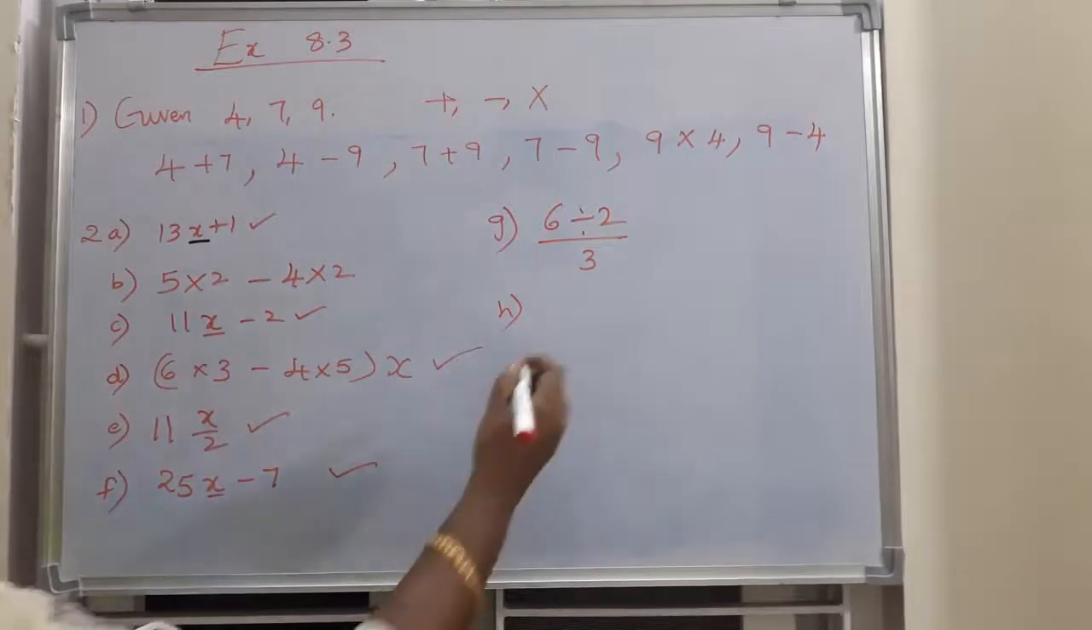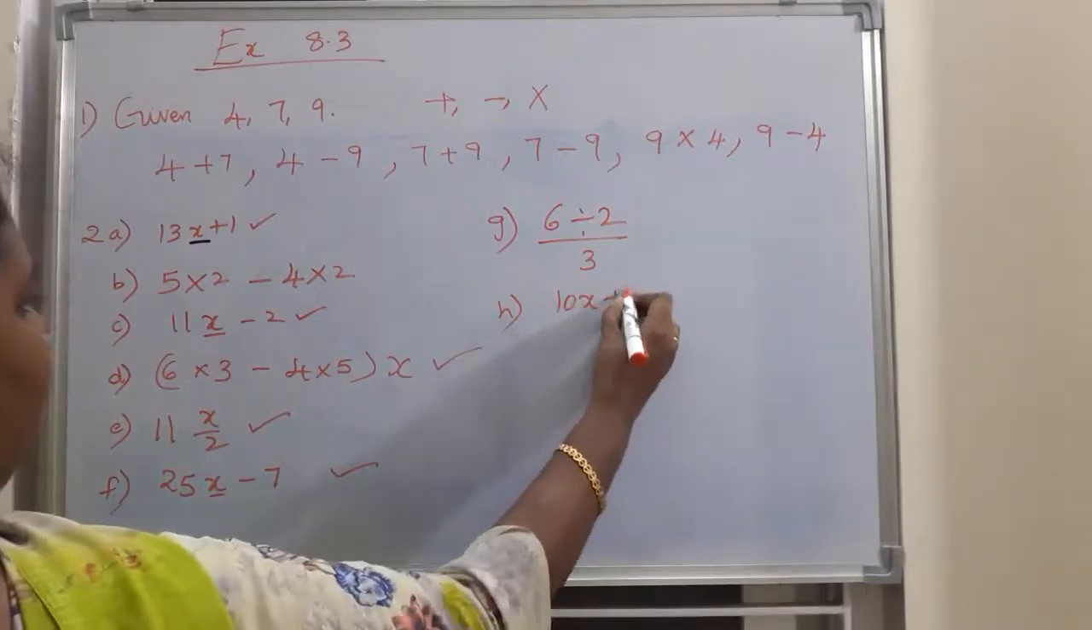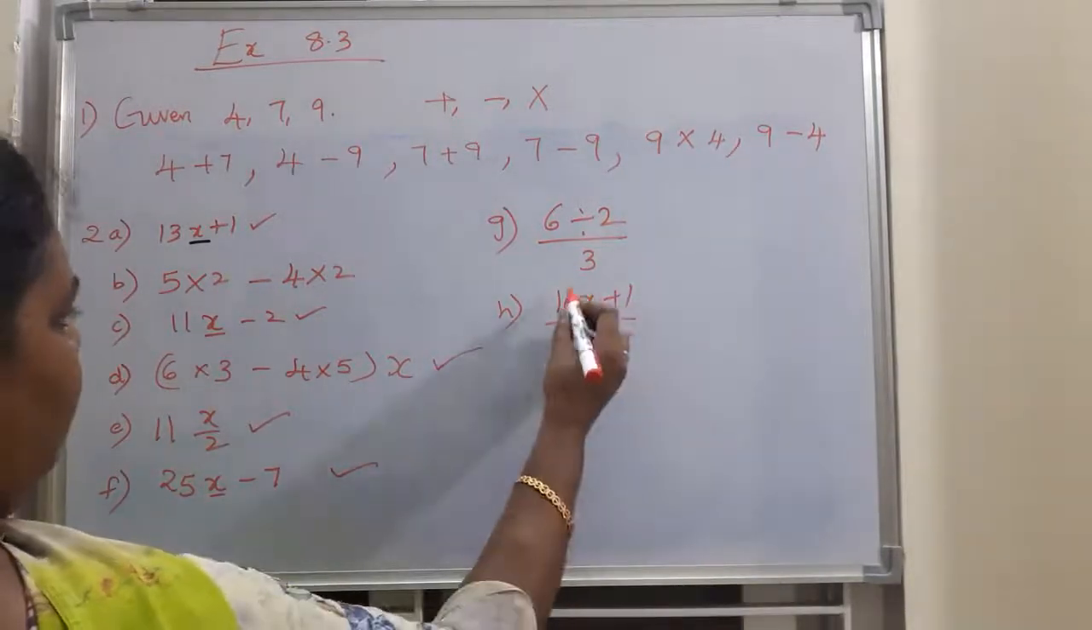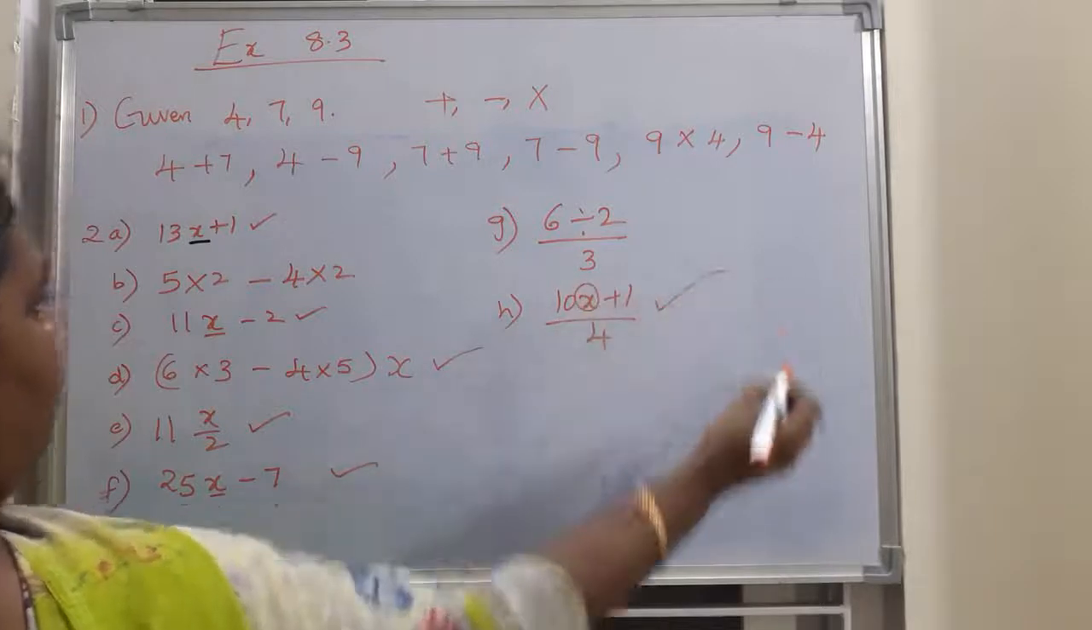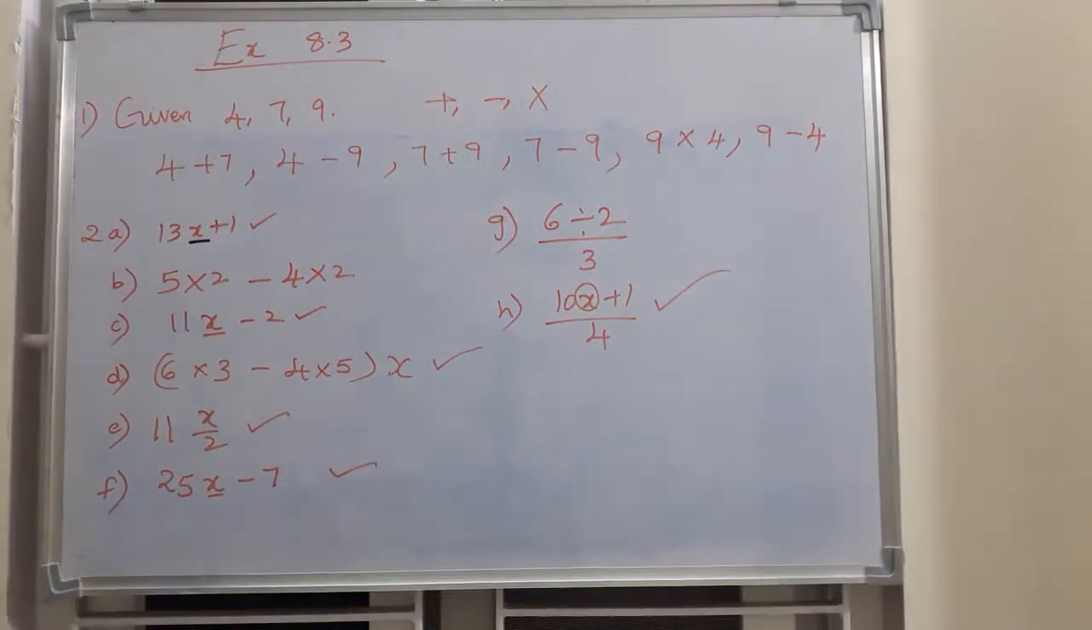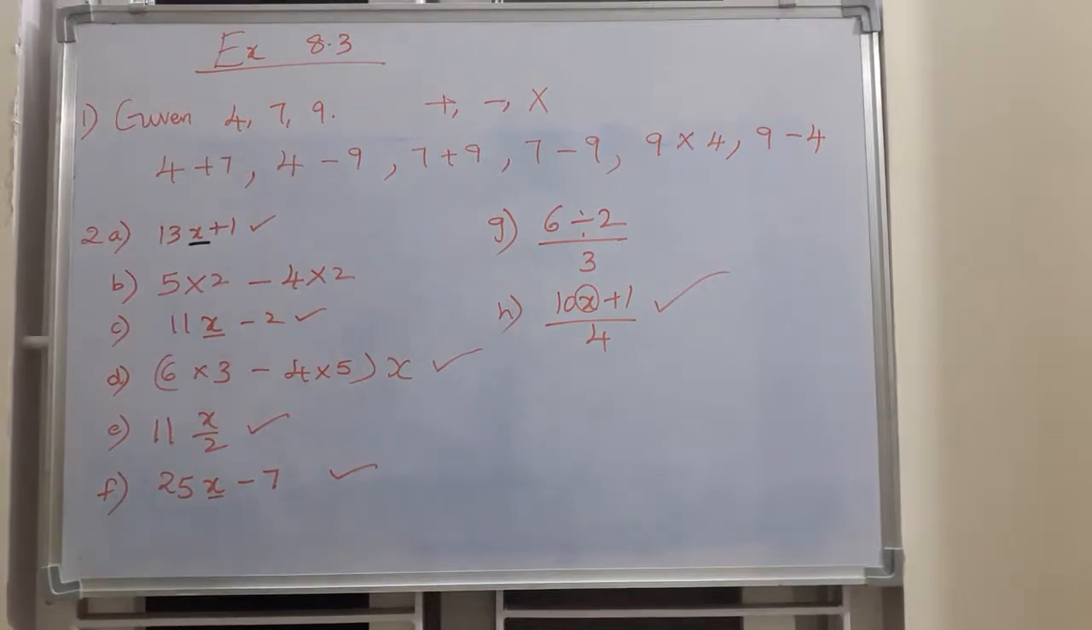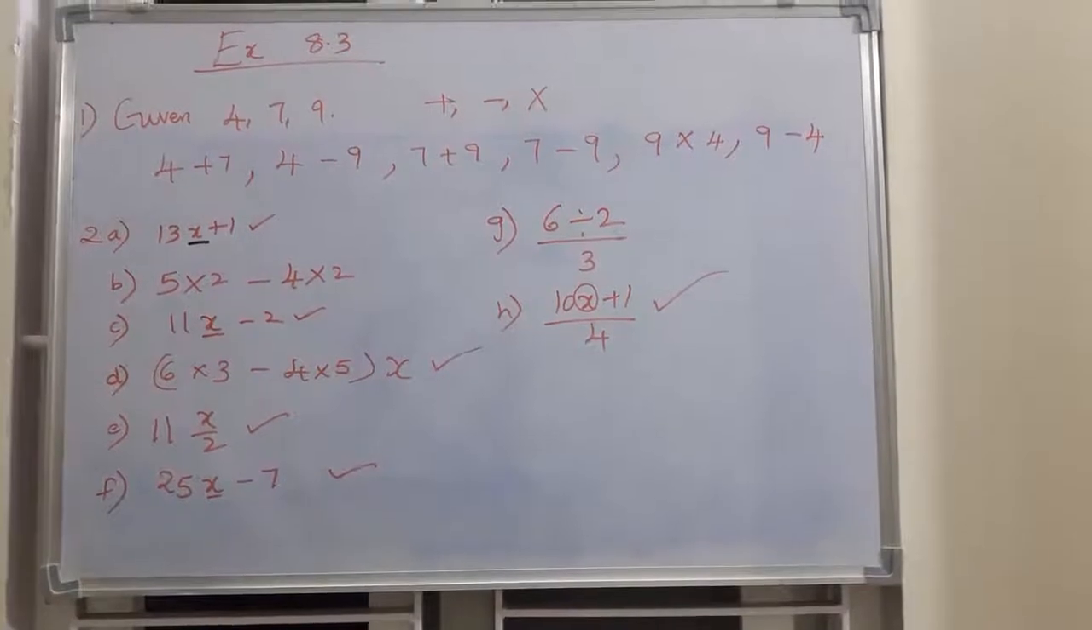H bit. 10x plus 1 by 4. You can see over here a variable. So tick. So this is about the second sum. That is, you have to identify where the variable is in this. Okay children, I hope you understood till here.